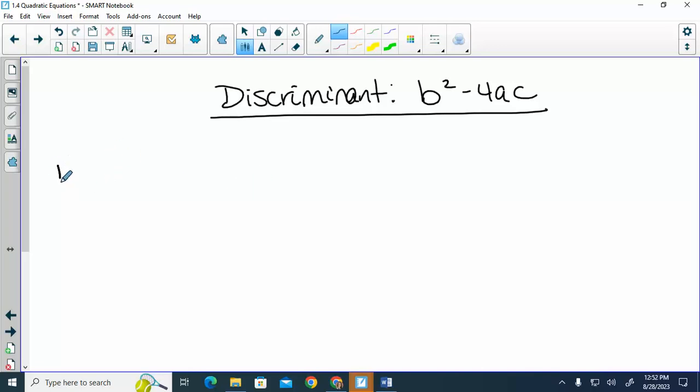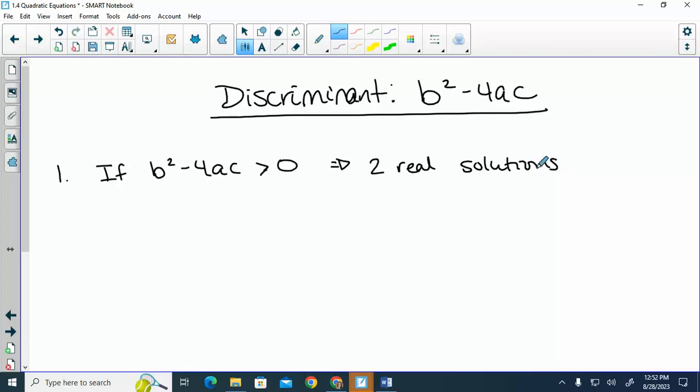So there's 3 cases. If your discriminant is greater than 0, that means I set up my quadratic formula and I have a positive number under the radical. Then that means we have plus that number and minus that number. So we get 2 real solutions. Or in terms of a graph, that means there are 2 x-intercepts.